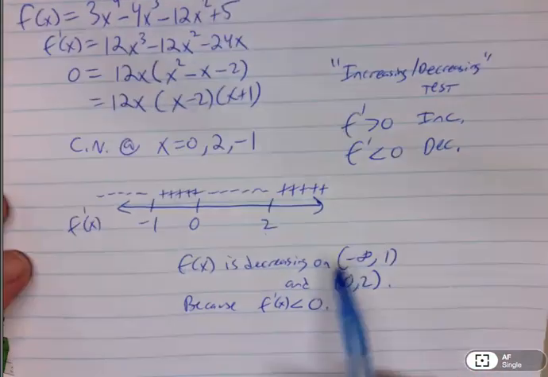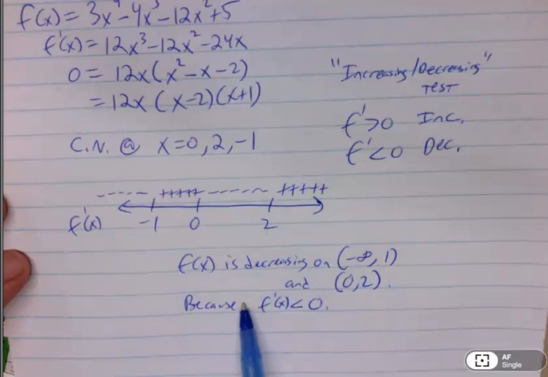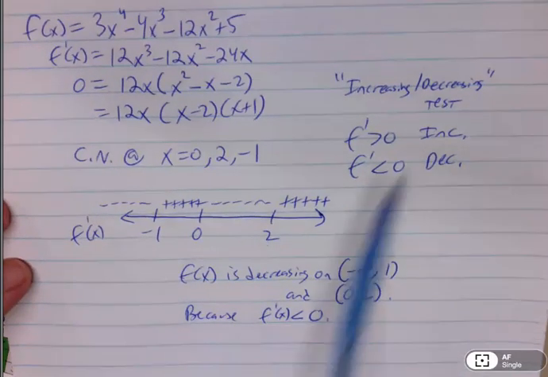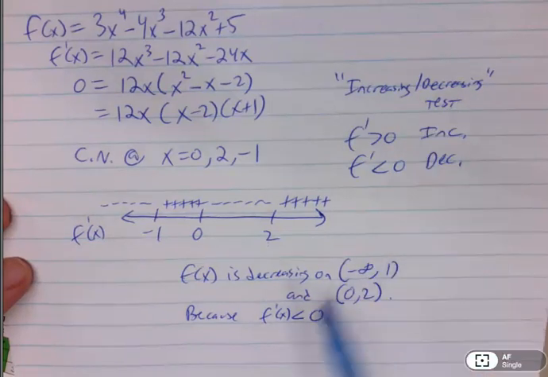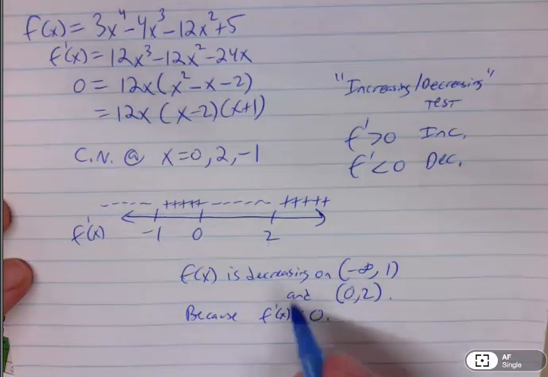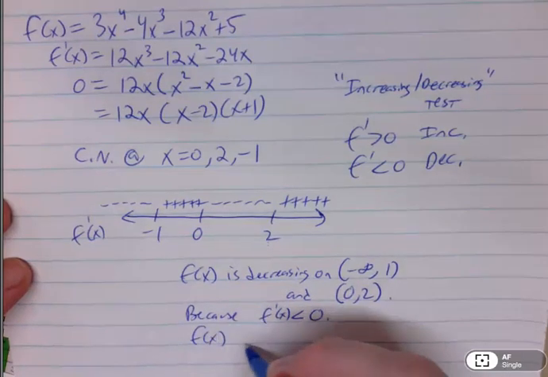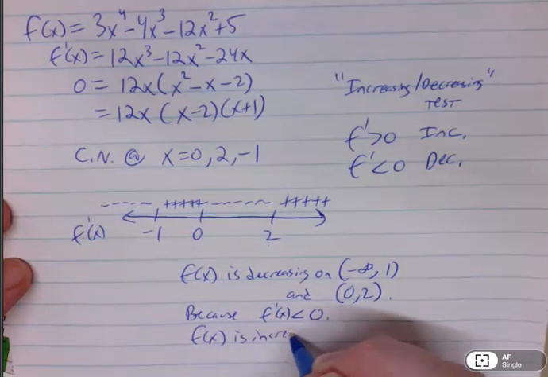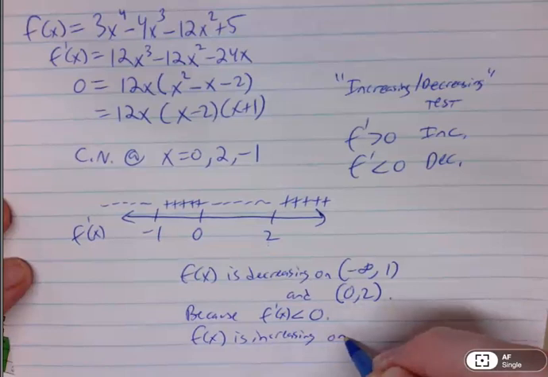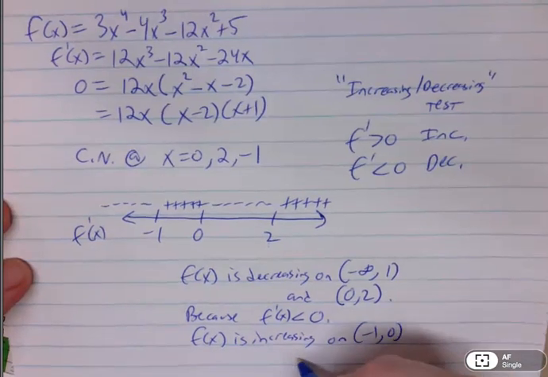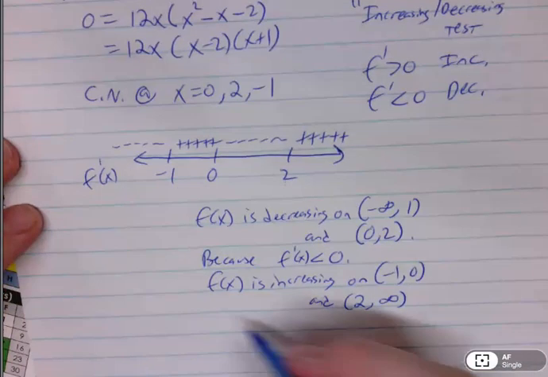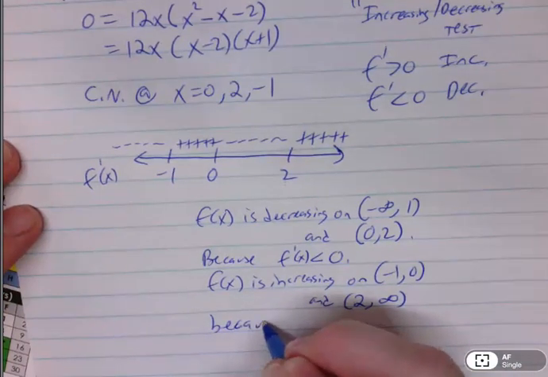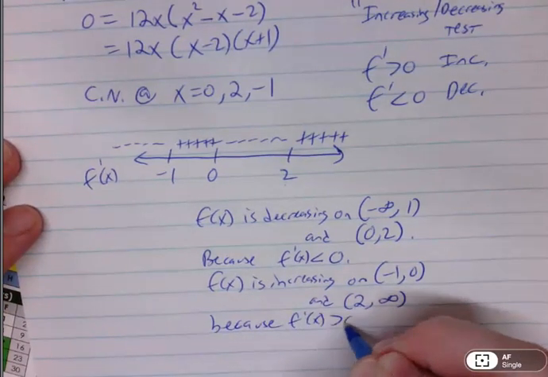They do want you to summarize your results, sort of indirectly, using the increasing decreasing test. You don't necessarily need to write the increasing decreasing test. You just need to make that kind of connection. So we're decreasing on these intervals. We're increasing on the other intervals. So increasing on negative 1 to 0, and 2 to positive infinity. And then the reason, of course, again, is because f prime of x is greater than 0.